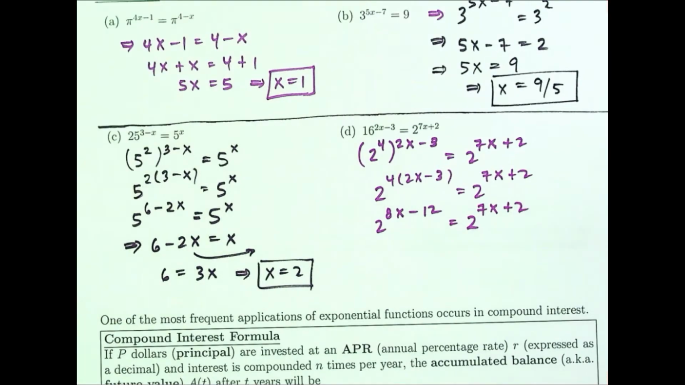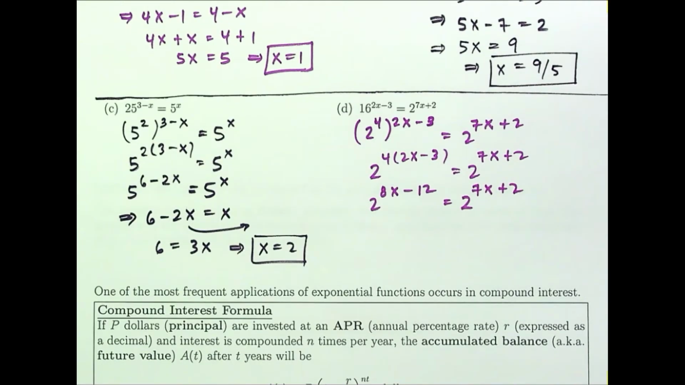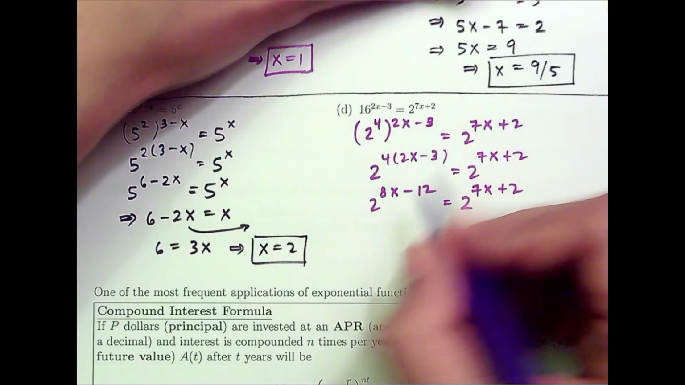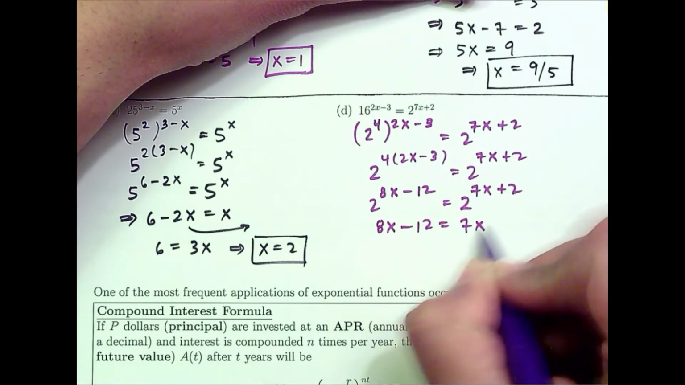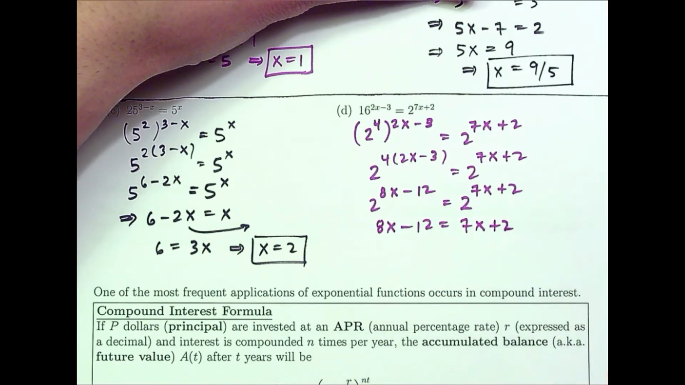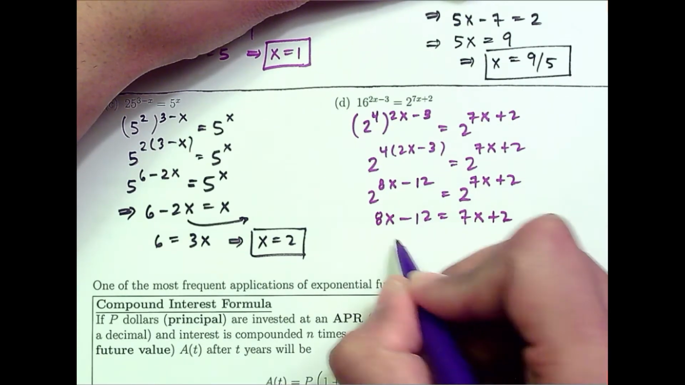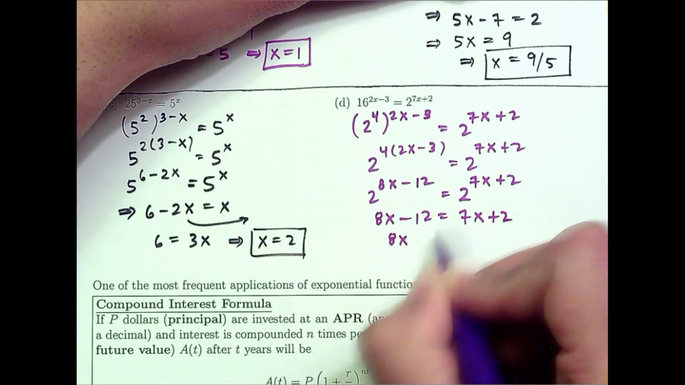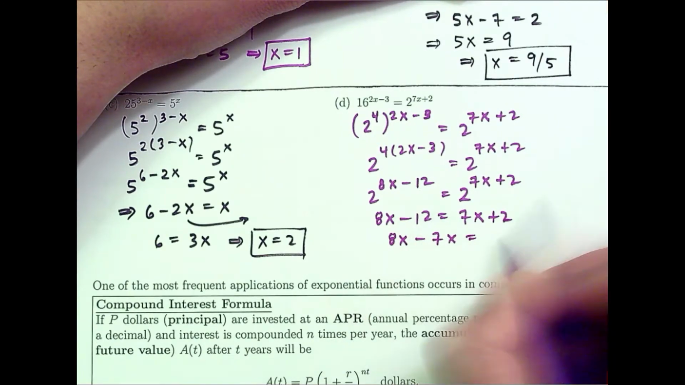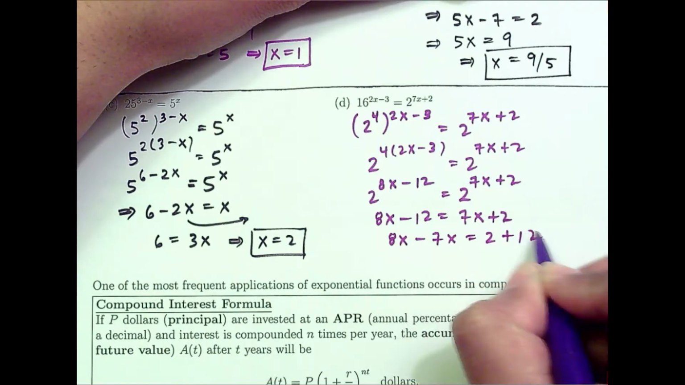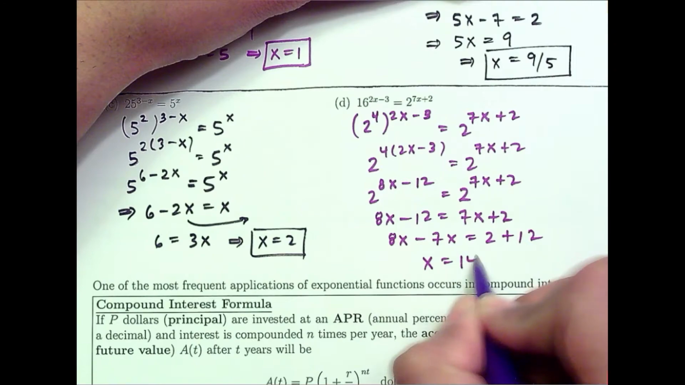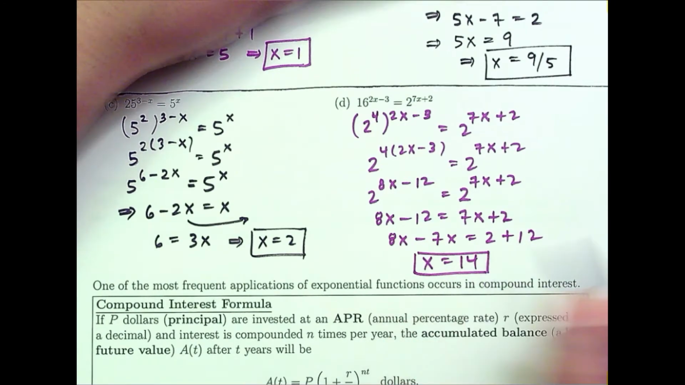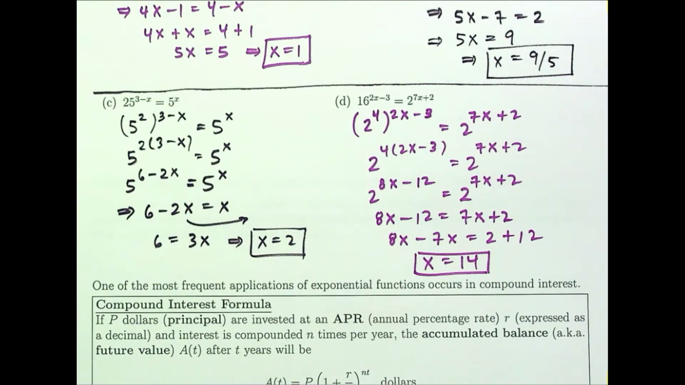And now that the bases are the same, you can set the exponents equal to each other. You're going to get 8x minus 12 equals 7x plus 2. And then subtract. So move the 7x to this side and move the 12 to the other side. 8x minus 7x is x, and you get x equals 14. And that is the answer for that one.